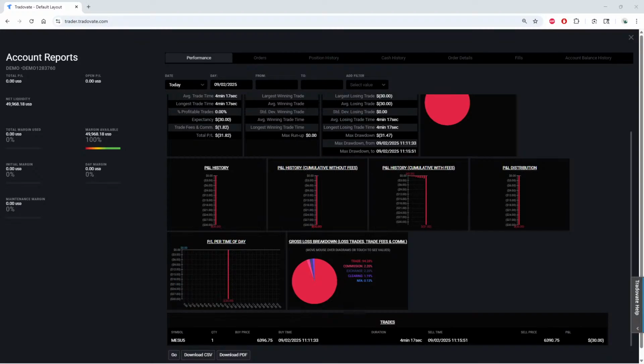Yo, alright, so today is September 2nd, 2025. I'm gonna go over today's price action. At the beginning of the day, I did want to go long. The setup came, I didn't take it.